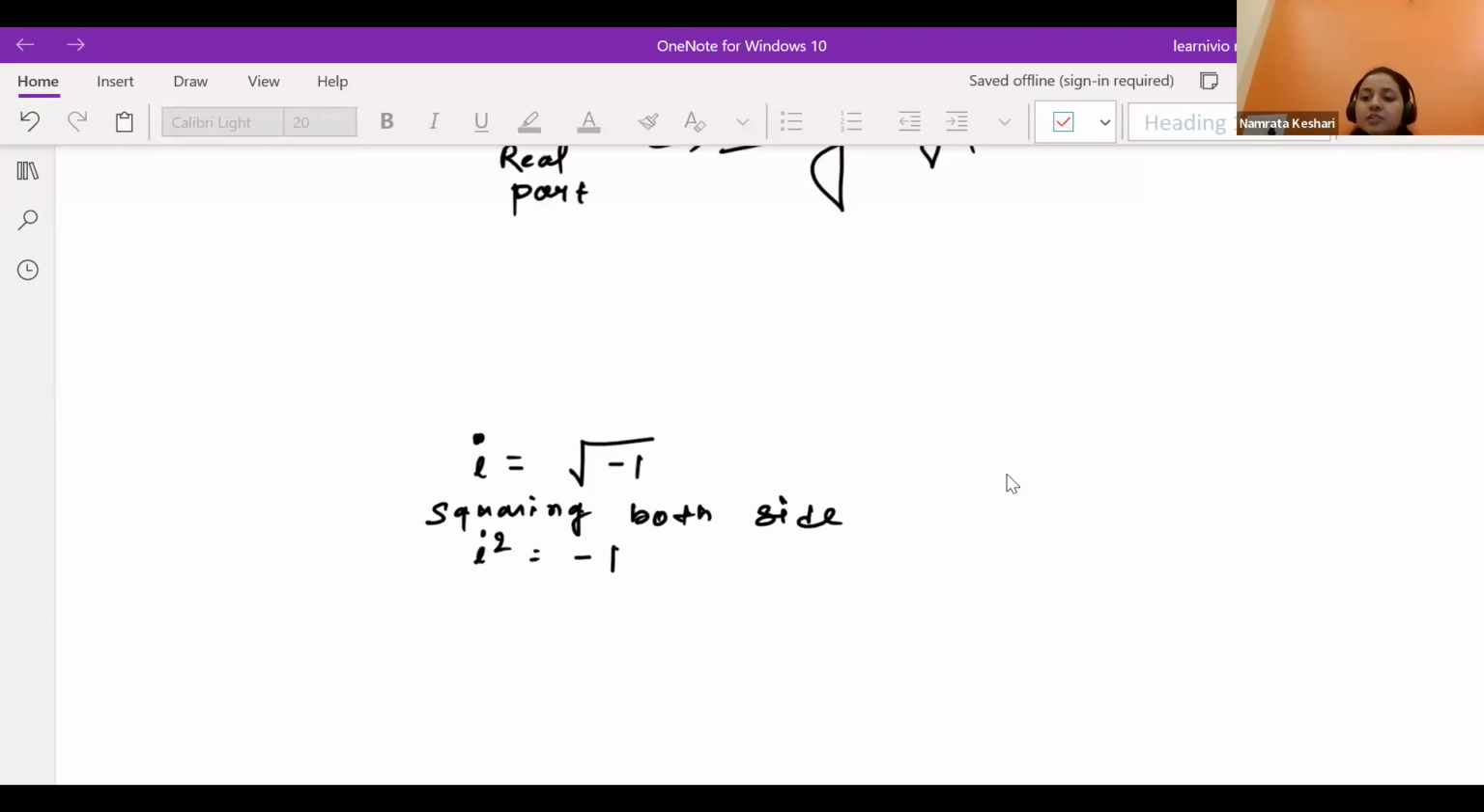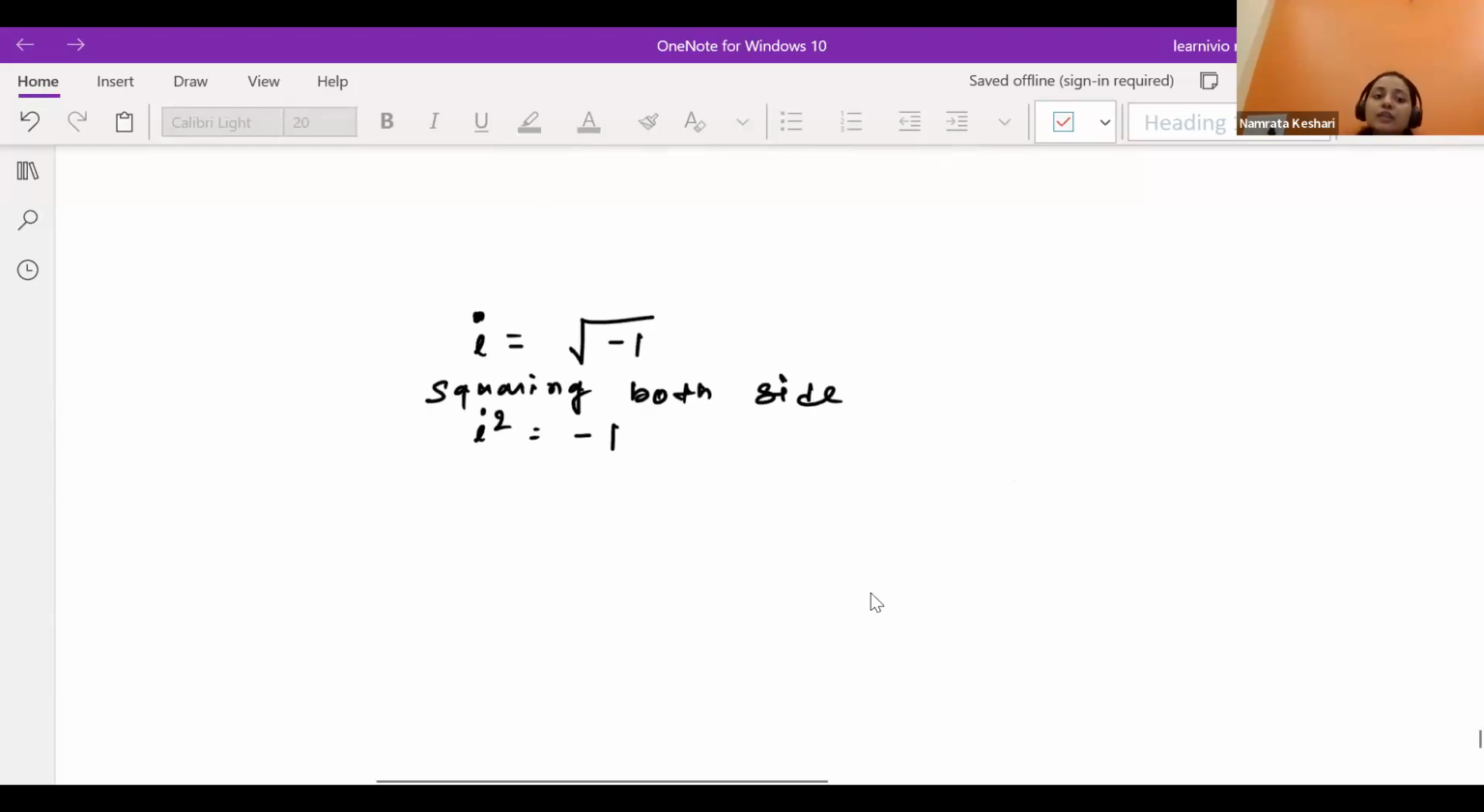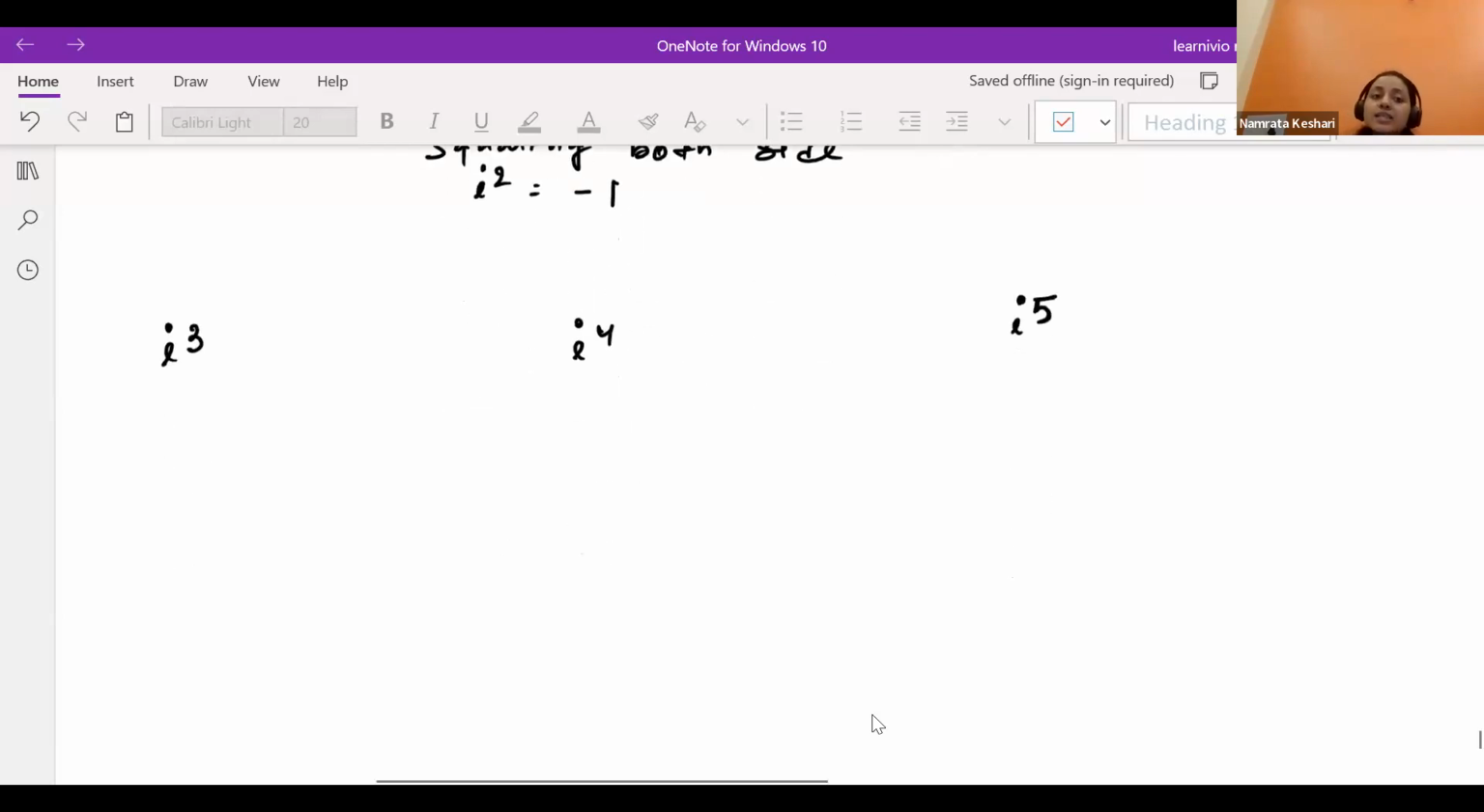I square is minus 1, then we have also found the value of I cube, I to the power 4, and I to the power 5. And we also realize that we can find I to the power anything. Anything we can find.